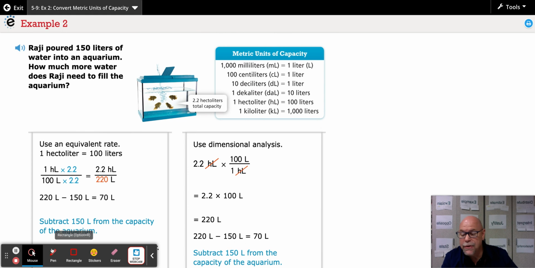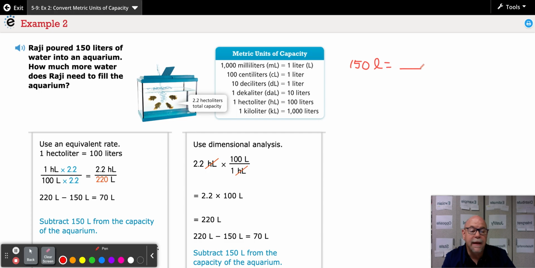And then the way I would choose to have done it would be to convert 150 liters is how many hectoliters, right? So again, we're going from liters to hectoliters in the way I'm doing it. So multiplying by 10, multiplying by 100. Dividing by, sorry, I'm dividing by 100, so 1.5.